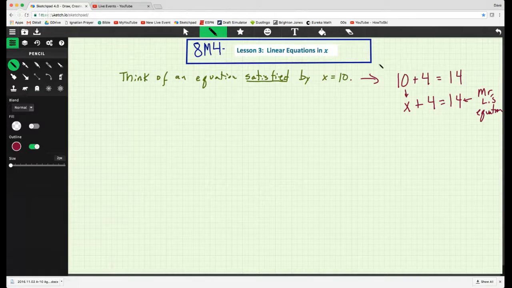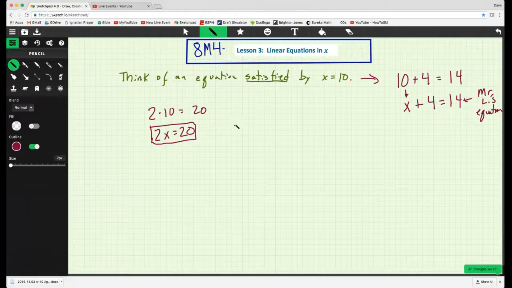And I'm going to give you a hint. There are lots of them. Okay, so I want you to think of one. And as you think of it, I'm going to write a lot of these out. I'm going to write out, well, 2 times 10 equals 20. So if x equals 10, 2x equals 20 is one.